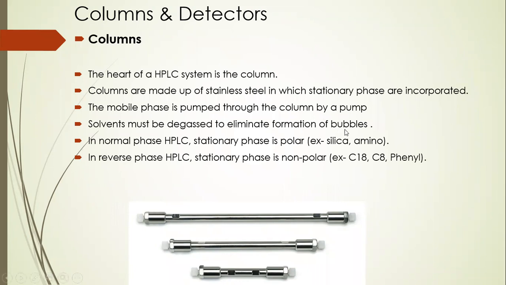Before we use the mobile phase, we must degas it with a sonicator to eliminate the bubbles and other gases. In normal phase HPLC, the stationary phase is polar, and in reverse phase, the stationary phase is non-polar. These are the pictures of a column. It can be up to 15 to 50 mm long.